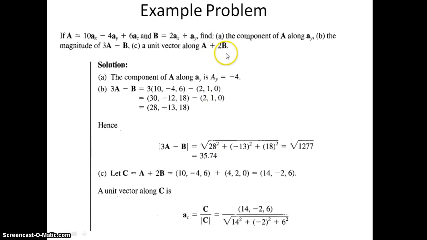Similarly, the unit vector along A plus 2B. First you find A plus 2B, and let it be vector C. Then the unit vector is C by magnitude of C, that is, the vector divided by its magnitude. So, this is how we have to solve problems in vector algebra.